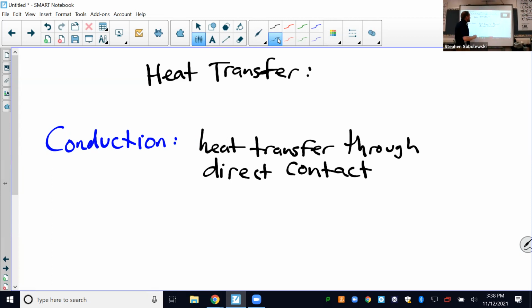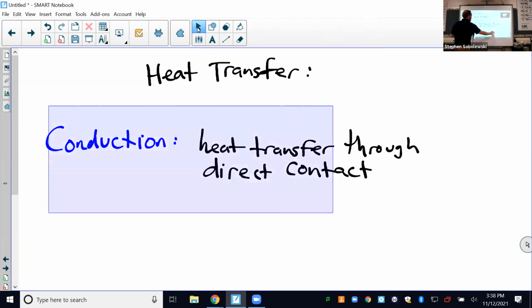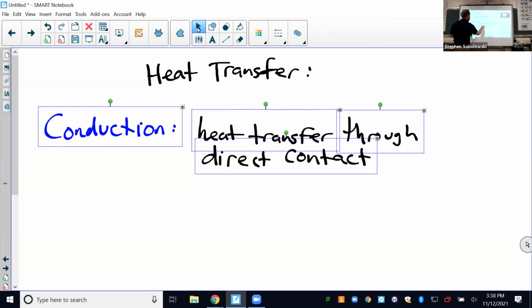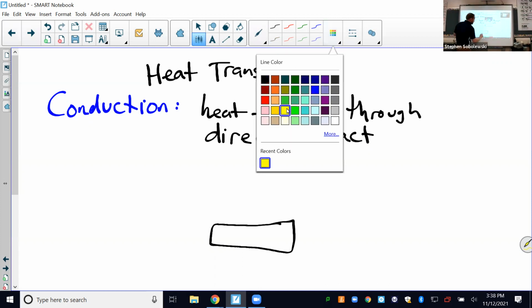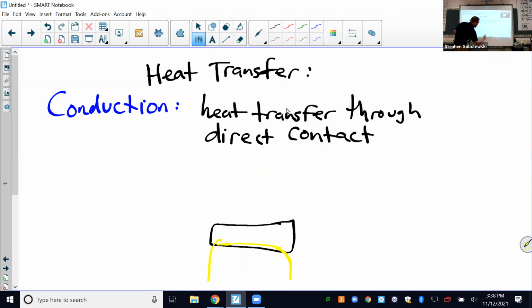So, a classic example of conduction. When I think conduction, I picture a hot plate, which is usually a little machine like this with a couple knobs on it, so it controls temperature. And you put your beaker of water on top.